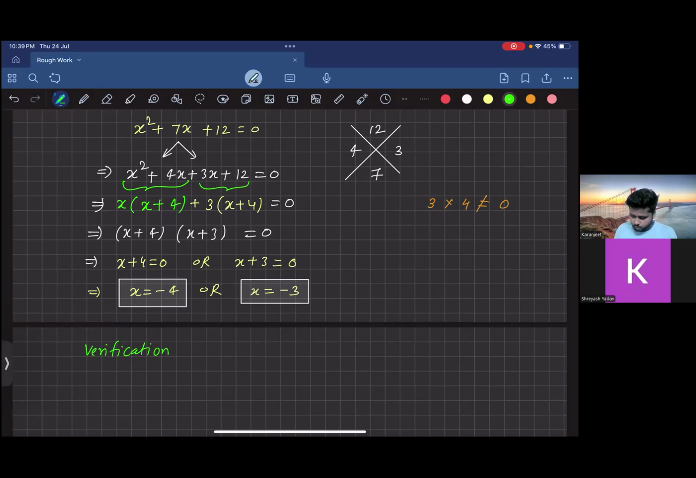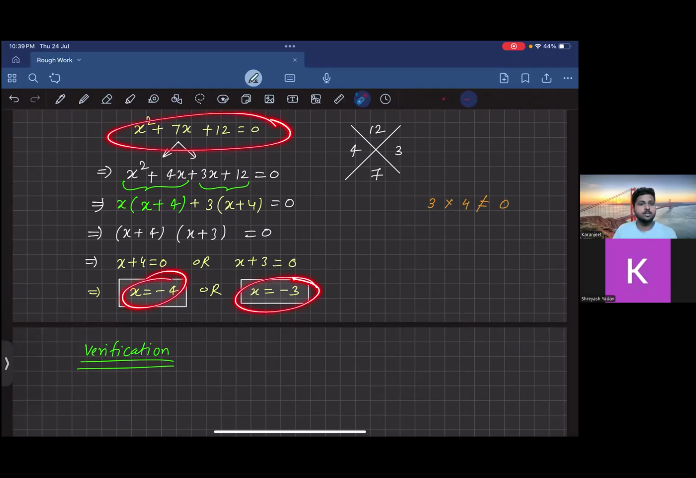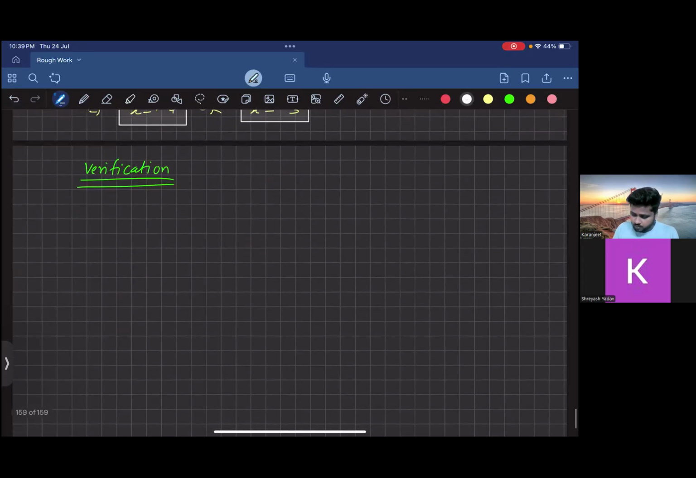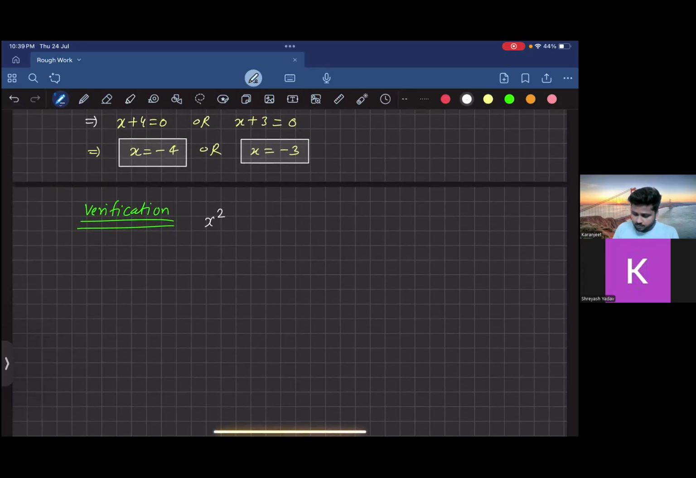How do we know that these answers are correct? So what I will do is, I will just substitute x is equal to minus 4 and x is equal to minus 3 in our original equation. If it will get satisfied, then our answer is right. So what is our quadratic equation? Quadratic equation was x square plus 7x plus 12 equals to 0.